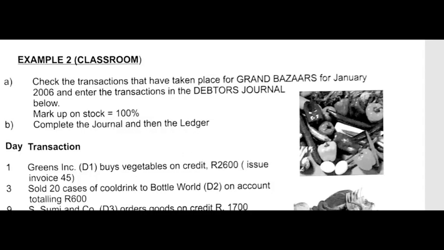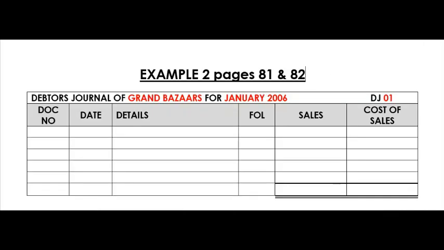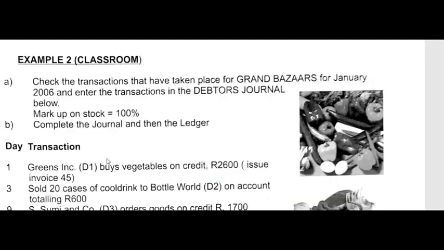Okay, so let's first just quickly go and look at the journal. The journal has a heading that says Debtors Journal of Grand Bazaars for January 2006, and because January is the first month of the year, this will be DJ number 1. Then let's go and look at the transactions one by one.